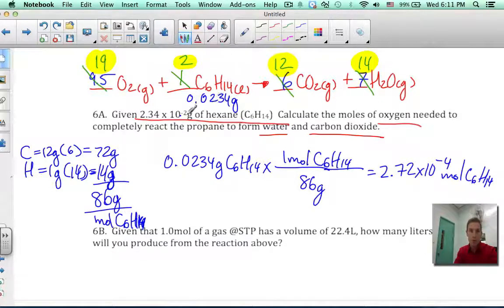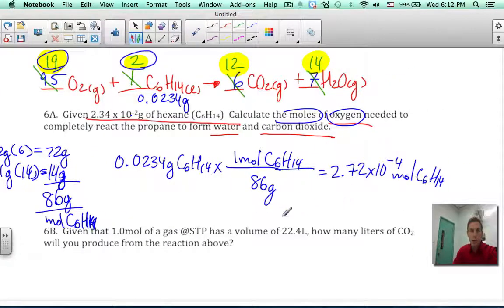I've run out of room actually, so I'm just going to leave it down there. I want to figure out though how many moles of oxygen I'm going to need. So I need 19 moles of oxygen for every 2 moles of the C6H14. So I'm going to rewrite it right here in green: 2.72 times 10 to the negative 4th moles of C6H14 times 19 moles of oxygen divided by 2 moles of C6H14.